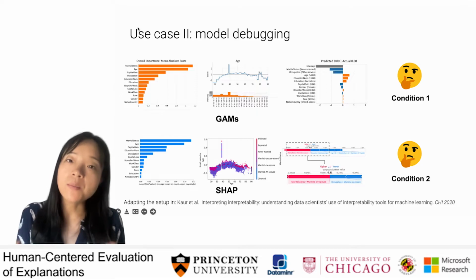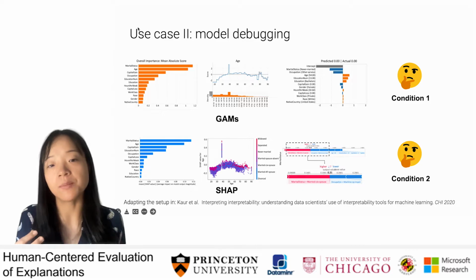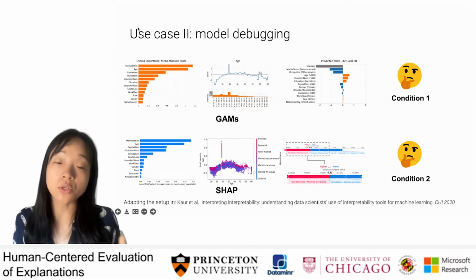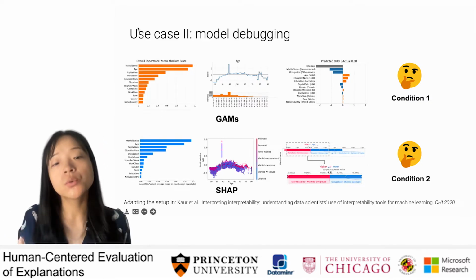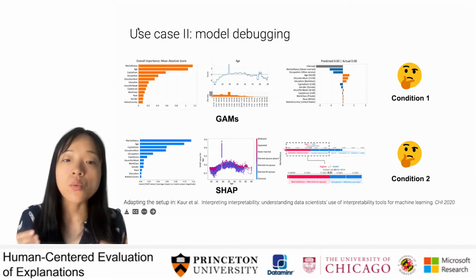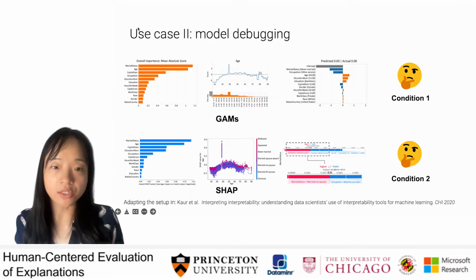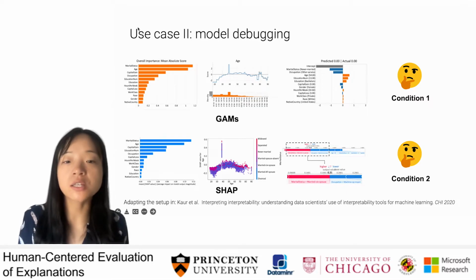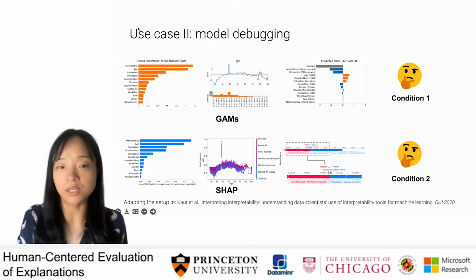you're interested in comparing two types of explanation. One is explanation generated by a directly interpretable model called GAMs, and the other is a post hoc explanation generated by an algorithm called SHAP. So you would create two treatment conditions, one for each type of explanation. You can also create a third control condition with no explanation at all. You would recruit participants. Here they should be machine learning engineers who know how to perform model debugging tasks, and randomly assign them to one of these conditions.